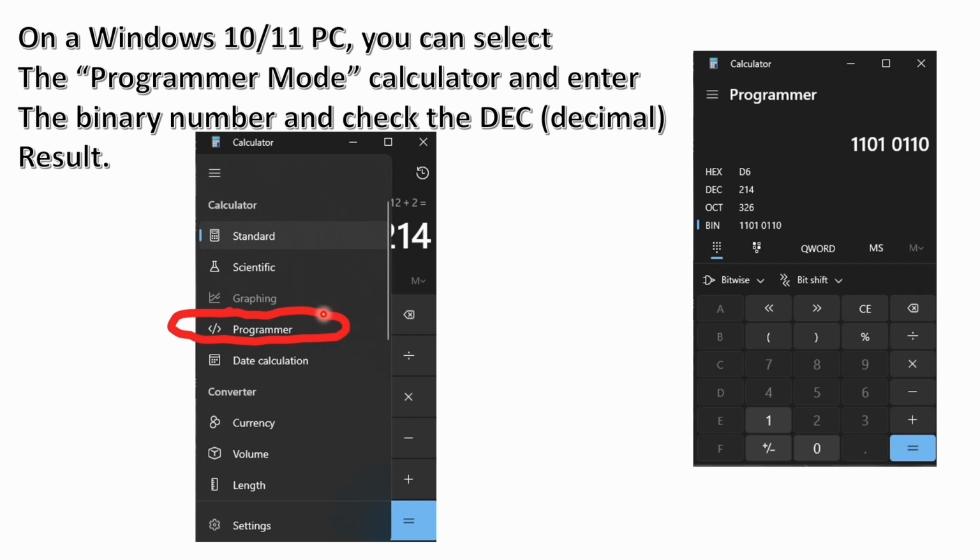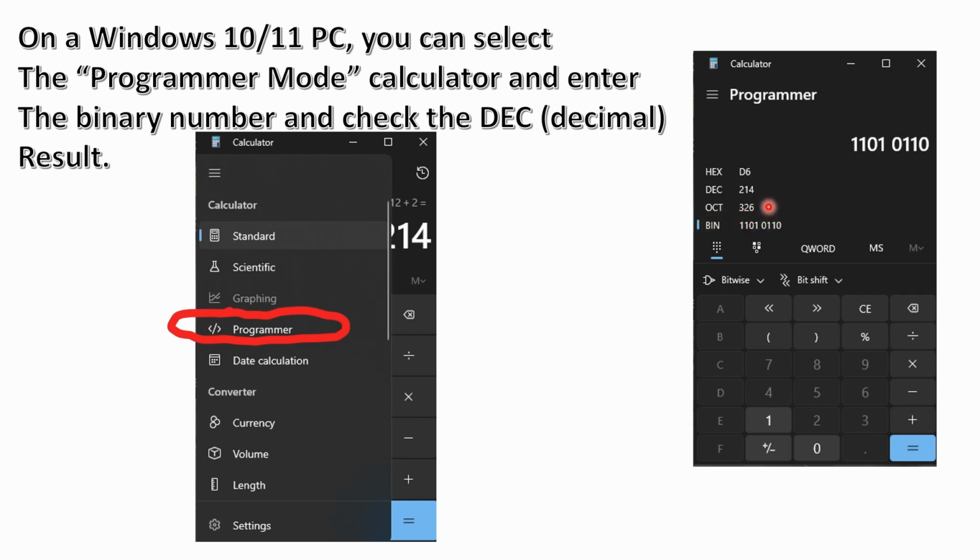So if you go to the calculator app on your Windows computer, you'll have this programmer mode that you can select. I think the default is normally the standard mode, but if you select programmer, then you can see here you're allowed to enter ones and zeros. So you would enter 11010110, and if you look over here, this actually shows you the equivalent values in different number systems.